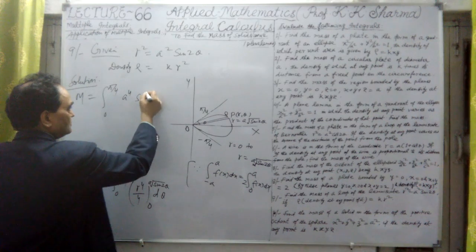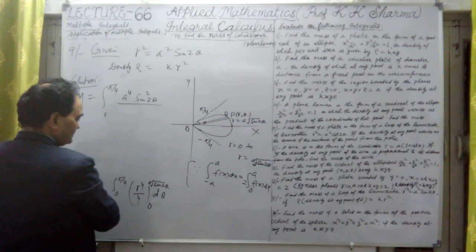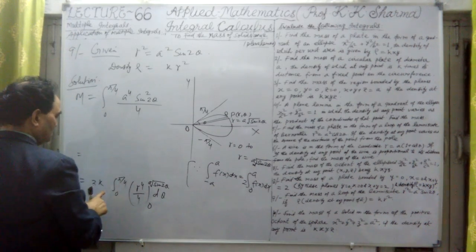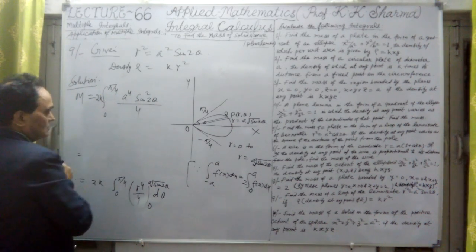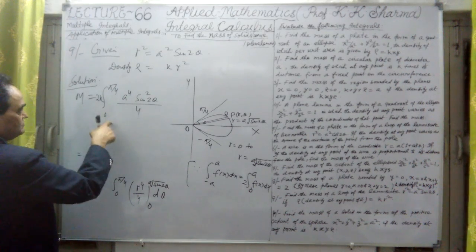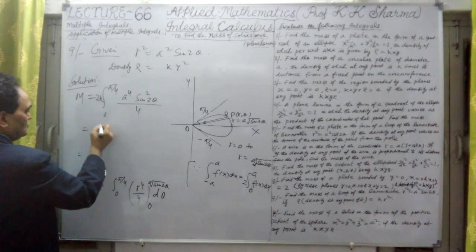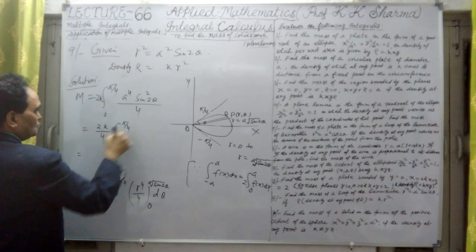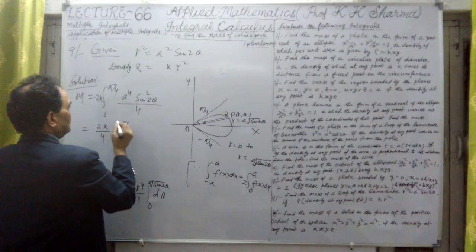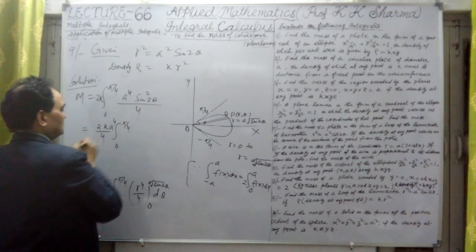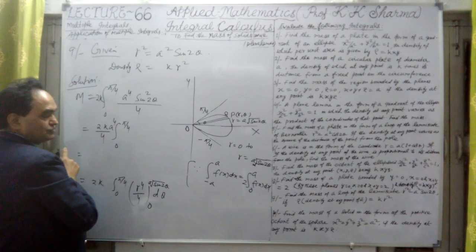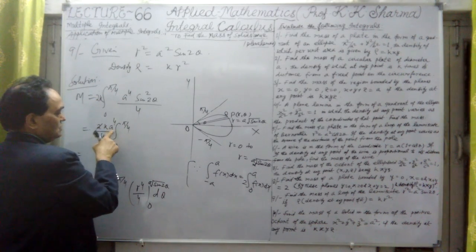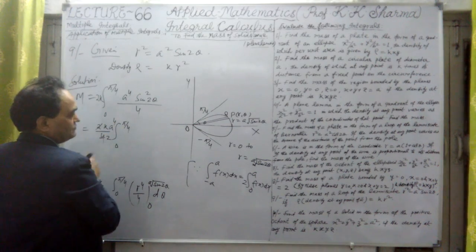Whole 4 means a⁴ sin²2θ, divided by 4. This 4 here I can take outside, and k is also there, so 2k outside, limits 0 to π/4. If I take 4 outside, this is 2k upon 4, limits 0 to π upon 4. Now a⁴ is also a constant, so I have taken it outside. So this is 2k a⁴ upon 4, that is k a⁴ upon 2, with limits 0 to π/4.